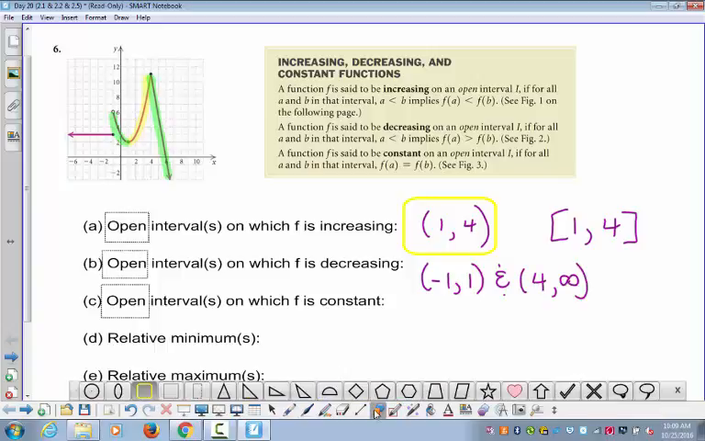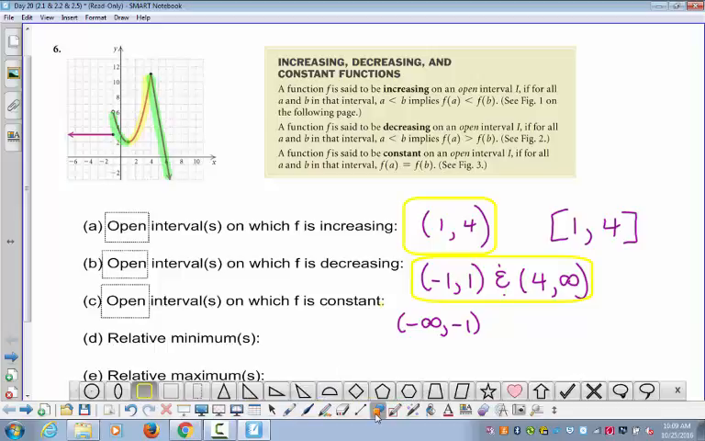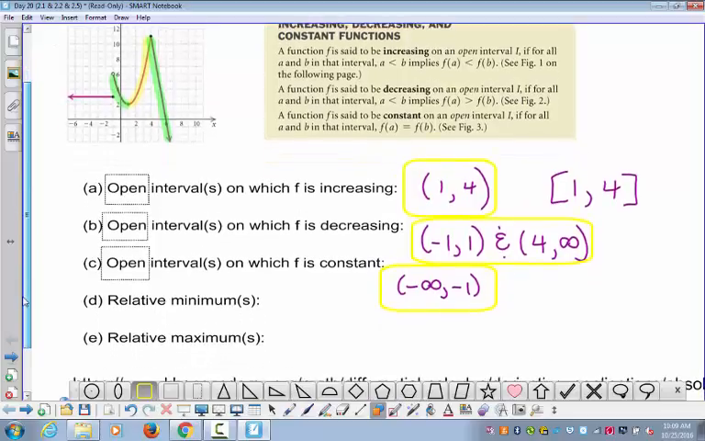So those are the two intervals on which the function is decreasing. Two open intervals. And an open interval where it's constant, pretty obvious. Let's see, stick with the same color here. Open interval where it's constant, so -infinity, this x value is -1. But again, we don't put a bracket. If the question's asking for an open interval, leave parentheses.